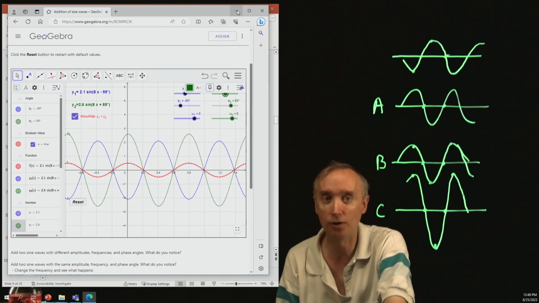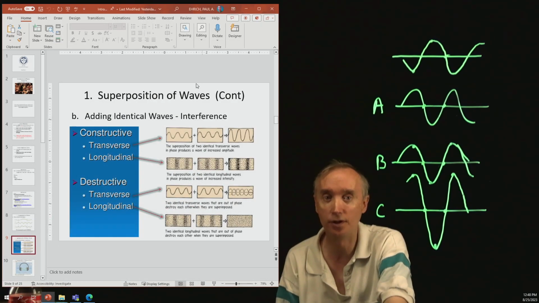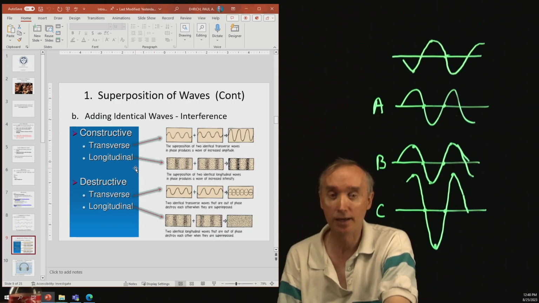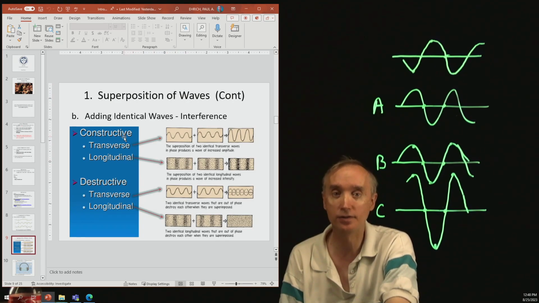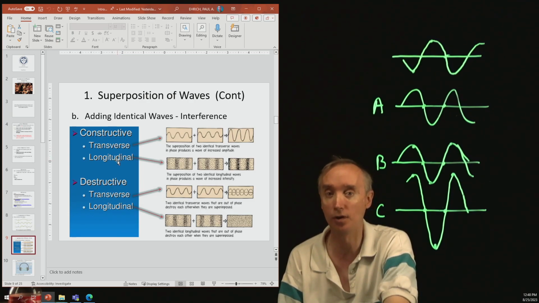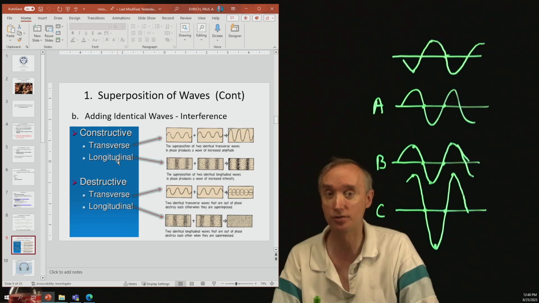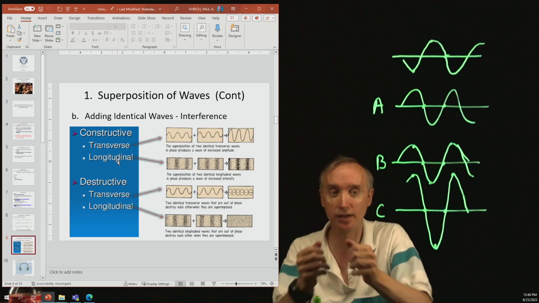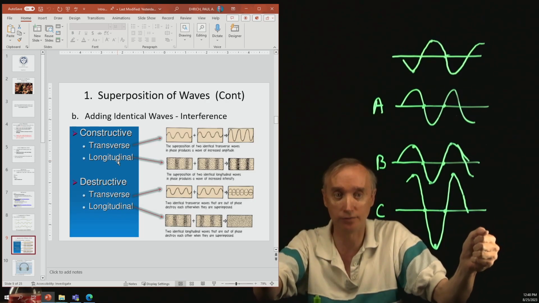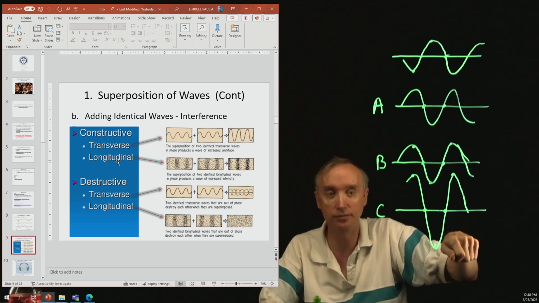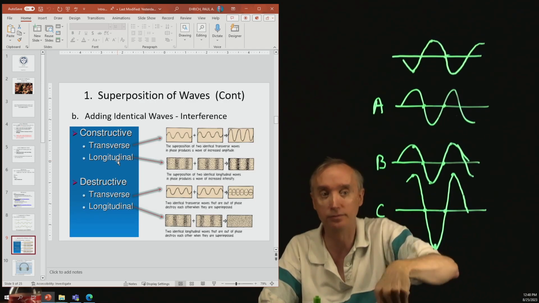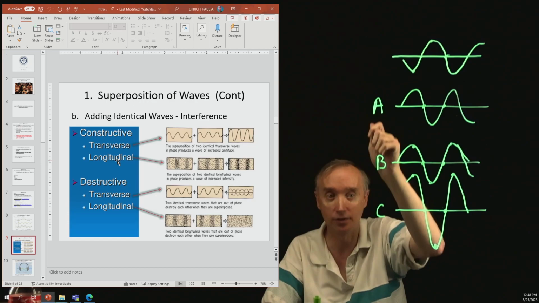All right, so now we can go back to the notes. Constructive and destructive interference can occur both with transverse waves and with longitudinal waves. So let's review what we mean by transverse and longitudinal. Take the slinky and stretch it out, and then take the slinky and snap it up and down like this.